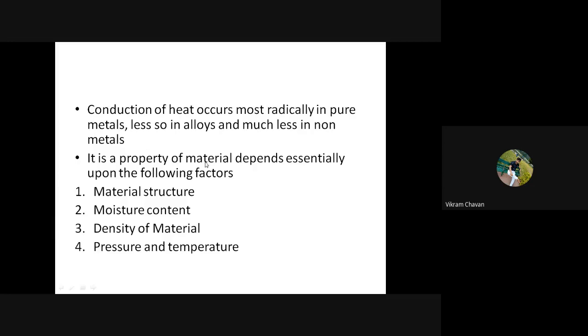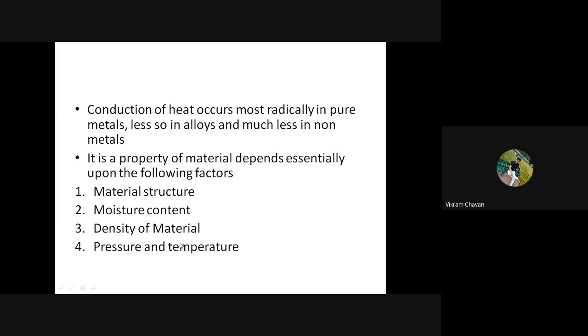So thermal conductivity is a property of a material, and it depends essentially upon the following factors. It is a pure property of that specific substance and depends on its microstructure, or we can say the material structure, the moisture content in that material, the density of the material, and the operating factors, which are pressure and temperature. These are the external factors, pressure and temperature.